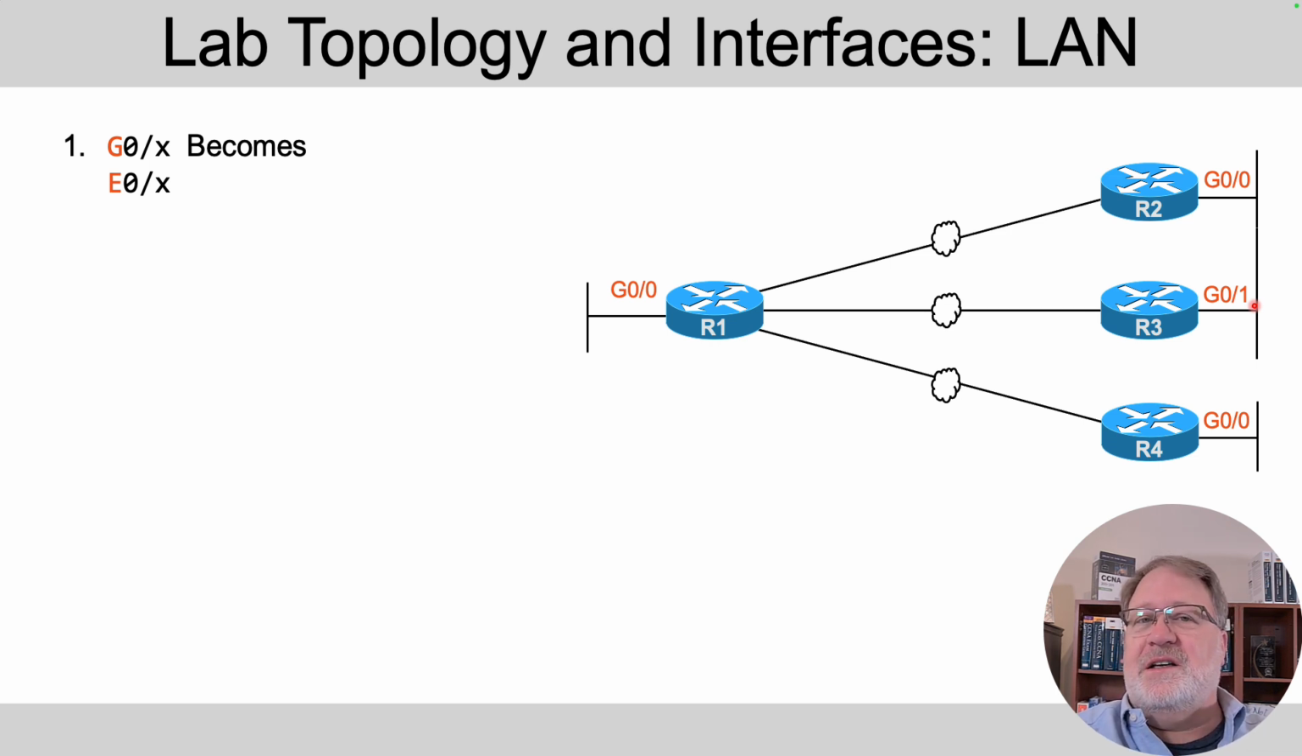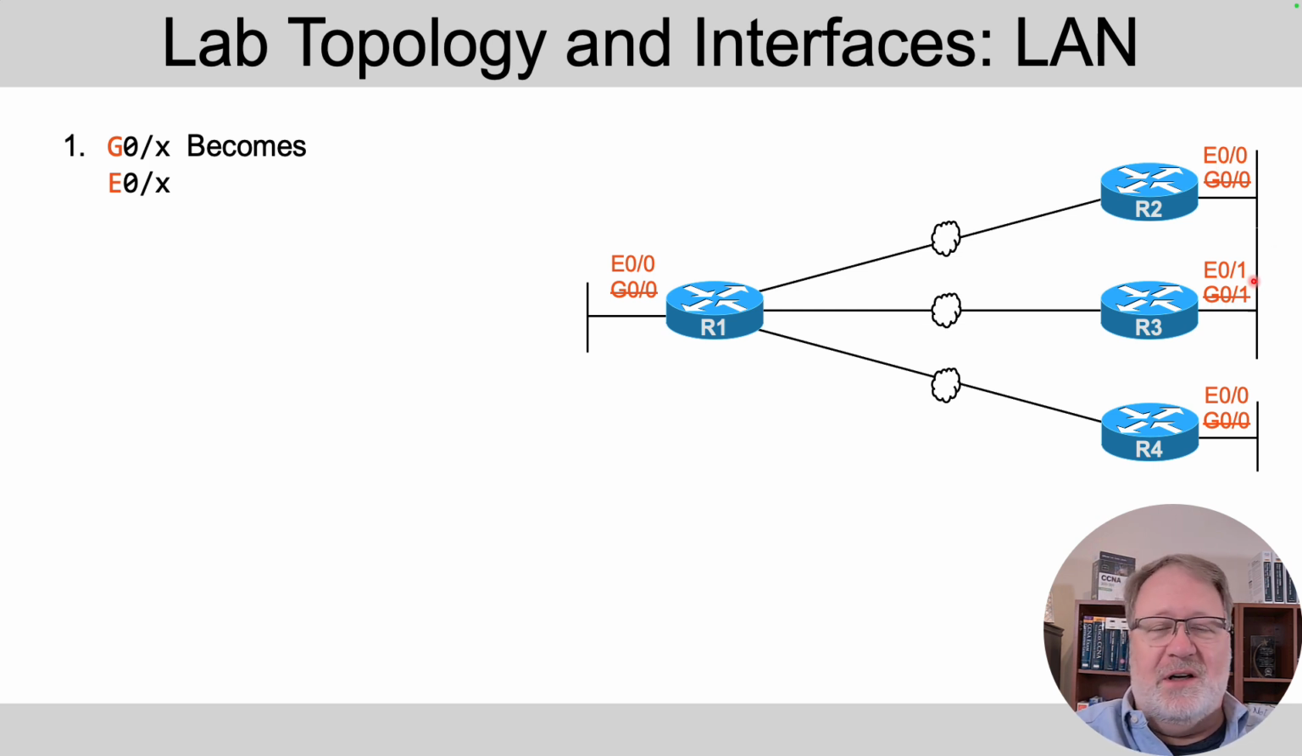So in this case, the conversion is easy. The numbers can stay the same on those 4 interfaces, but the type changes from gigabit to Ethernet. So just watching on the right in the diagram, those G0/0s become E0/0, and the G0/1 becomes E0/1.